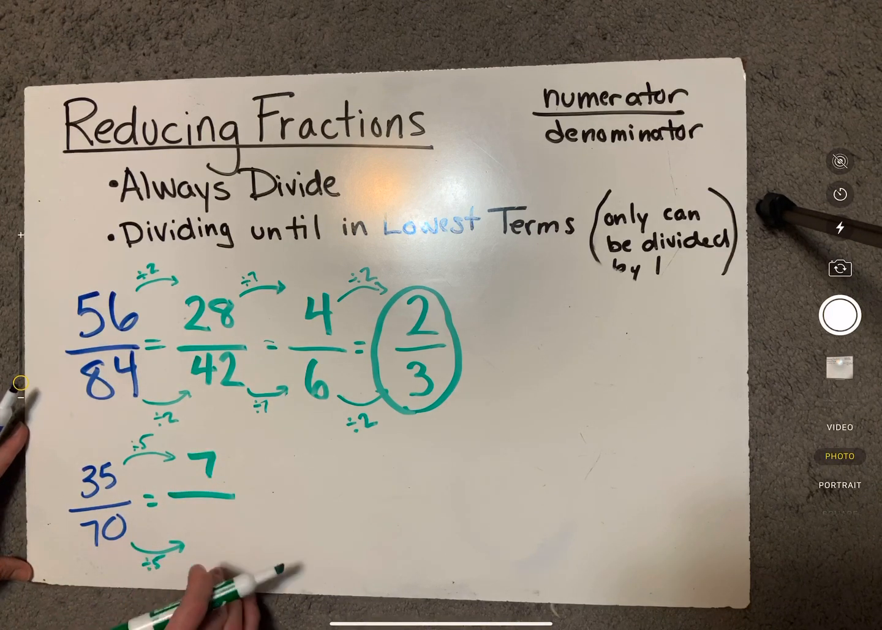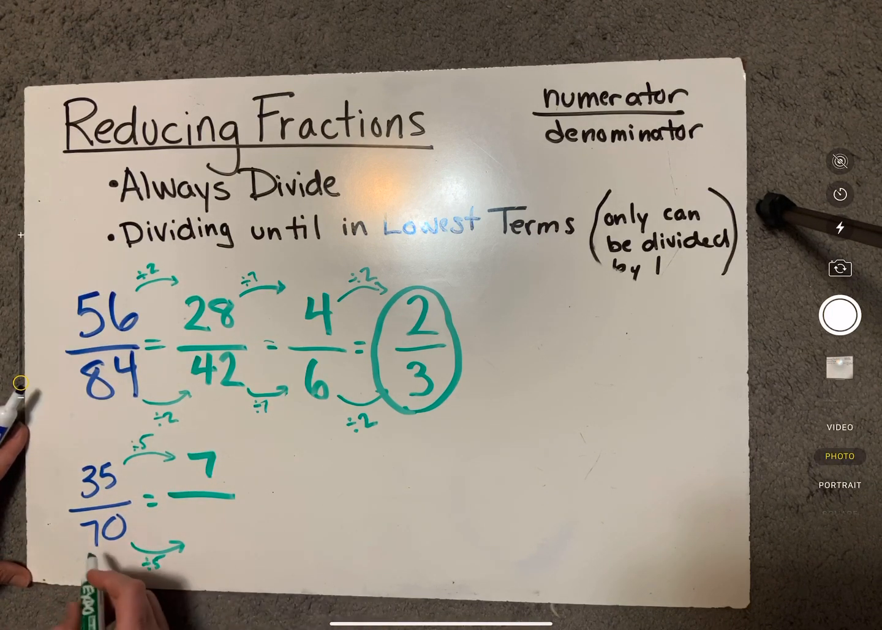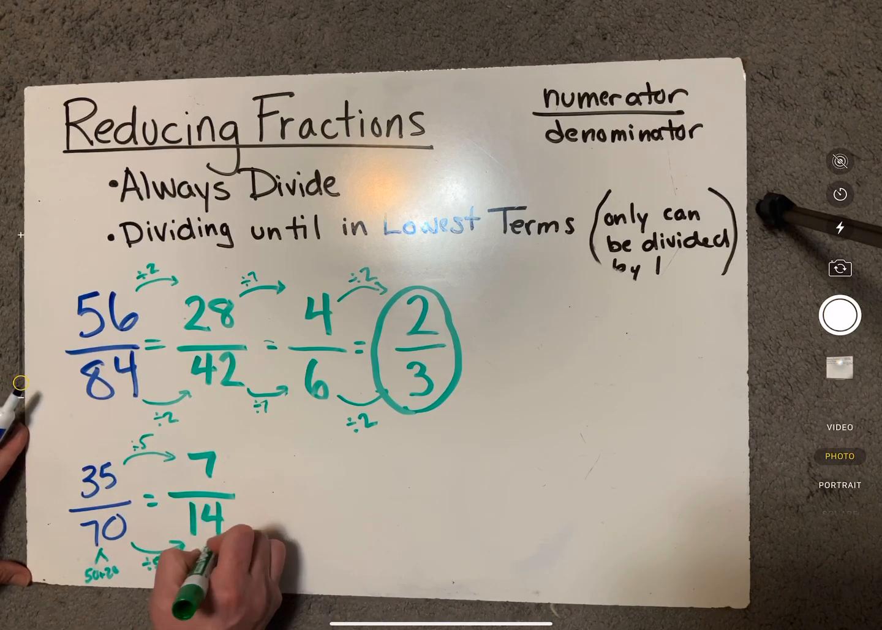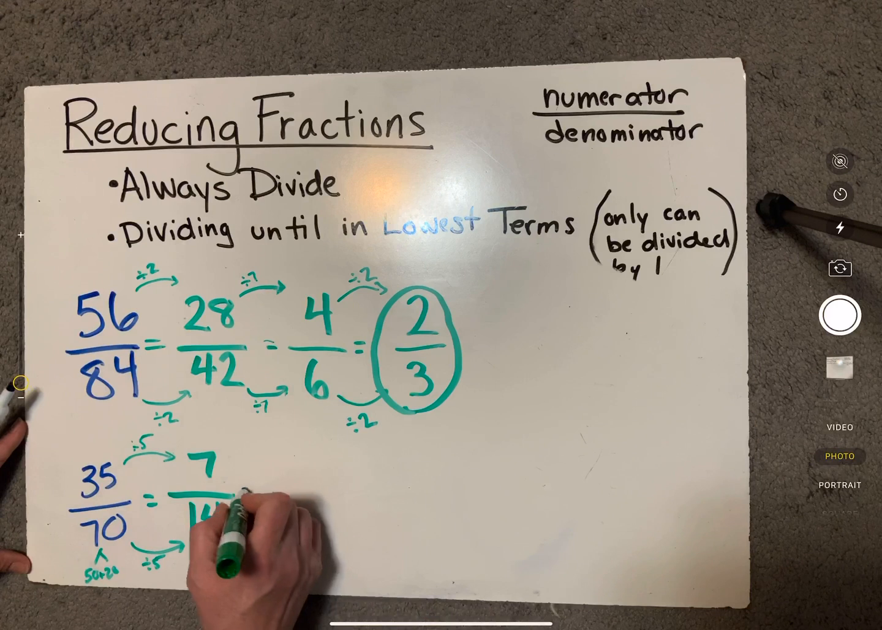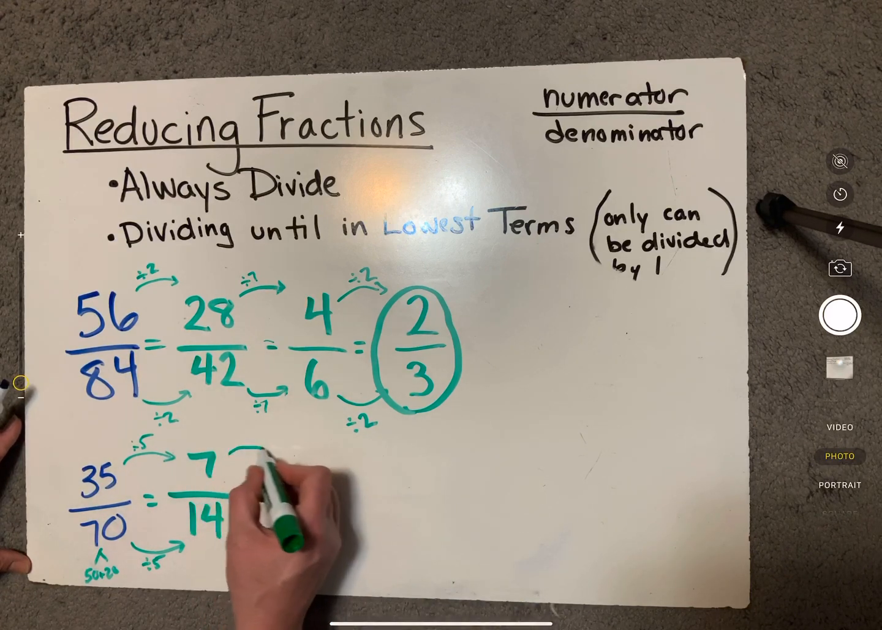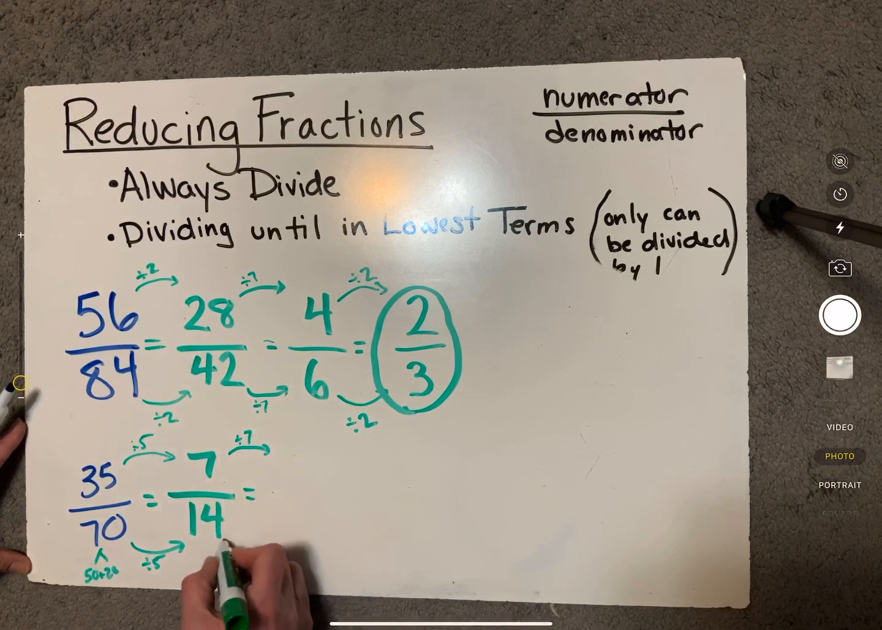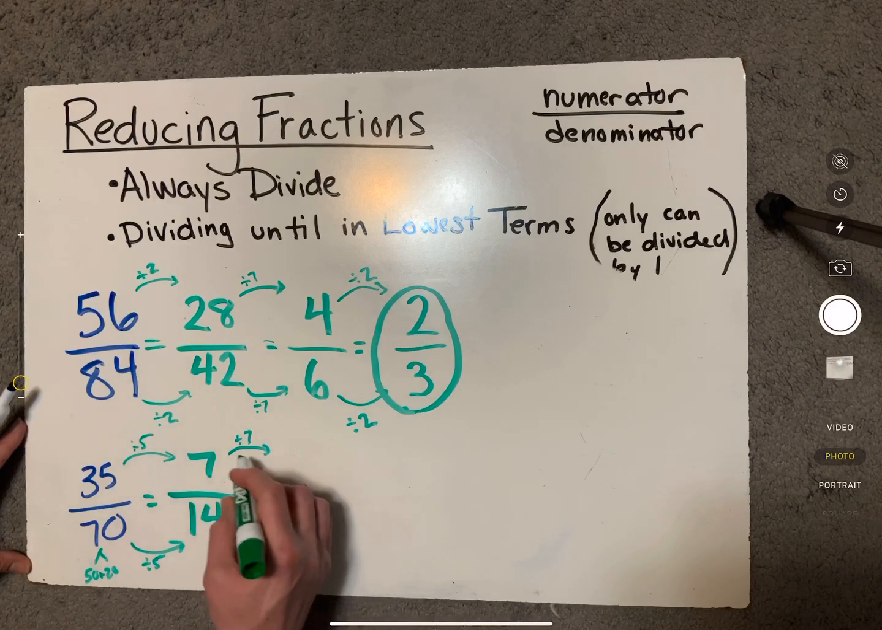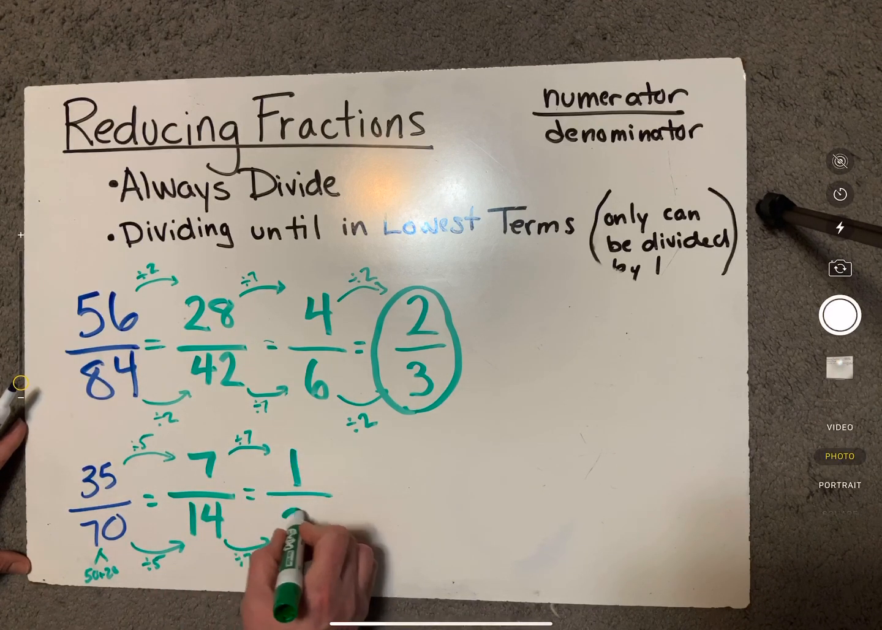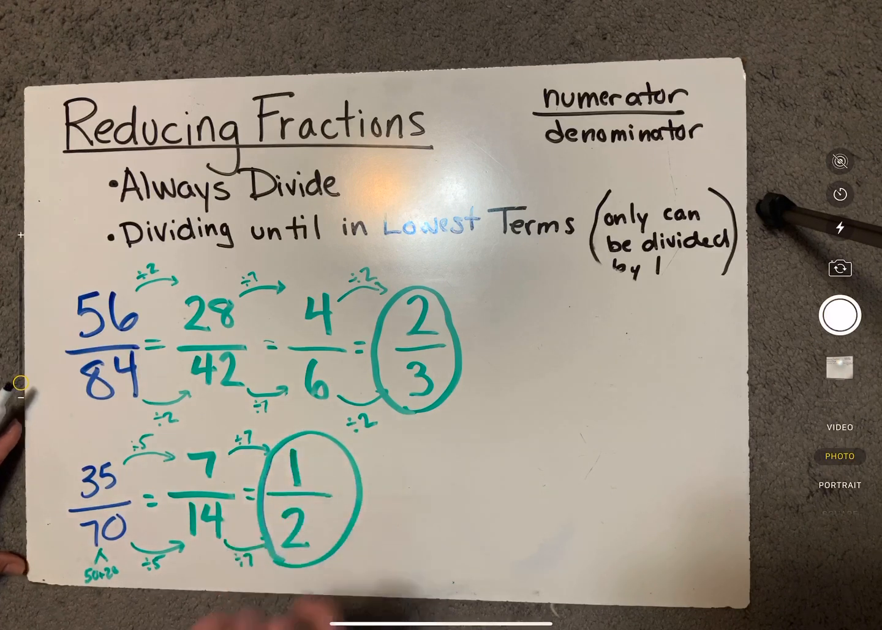70 divided by 5. If we count by 5s, or if we break this out, I know 50 plus 20 is 70. So 5 goes into 50 10 times, 5 goes into 20 4 times. So 14. Are we at lowest terms yet? No, we can divide this by 7 and this by 7. So 7 divided by 7 is 1. 14 divided by 7 is 2. And lo and behold, we're in lowest terms. So 1/2.